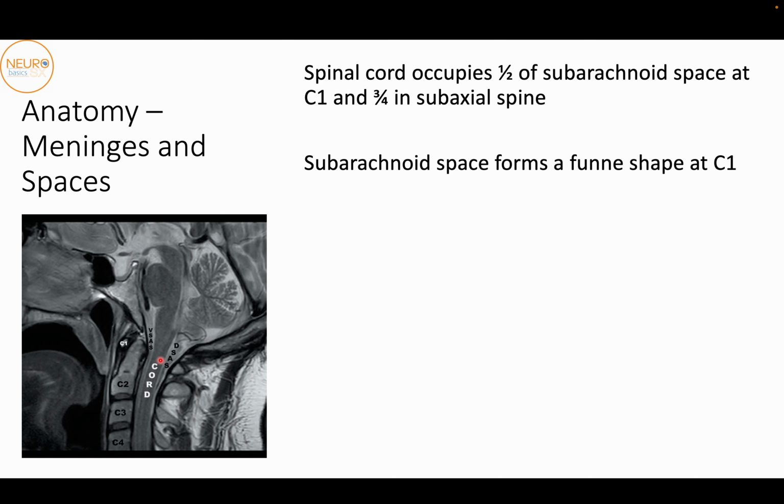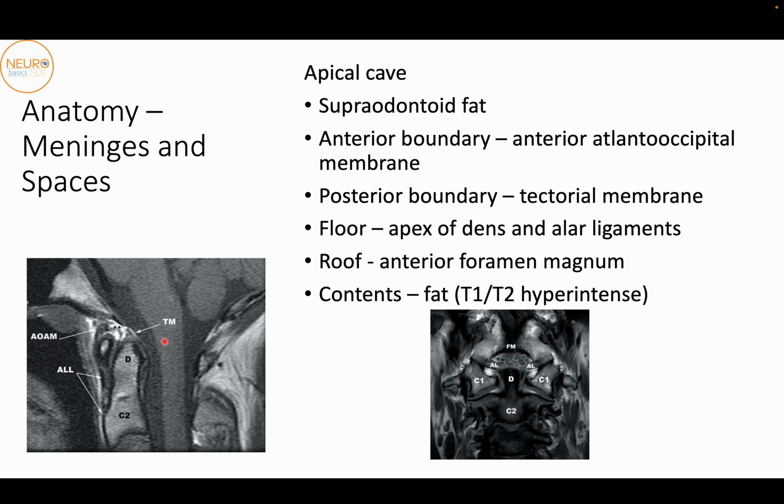And the spinal cord occupies only about half the subarachnoid space at C1 level, while the rest of the subaxial spine is going to occupy at least 3/4 of the subarachnoid space. So there's a lot of open free space which should be present at the level of foramen magnum and C1.